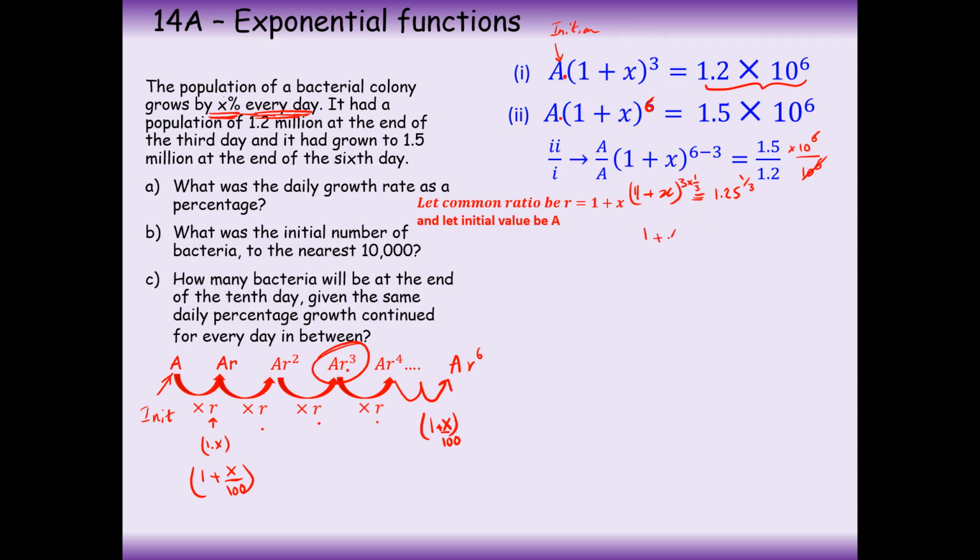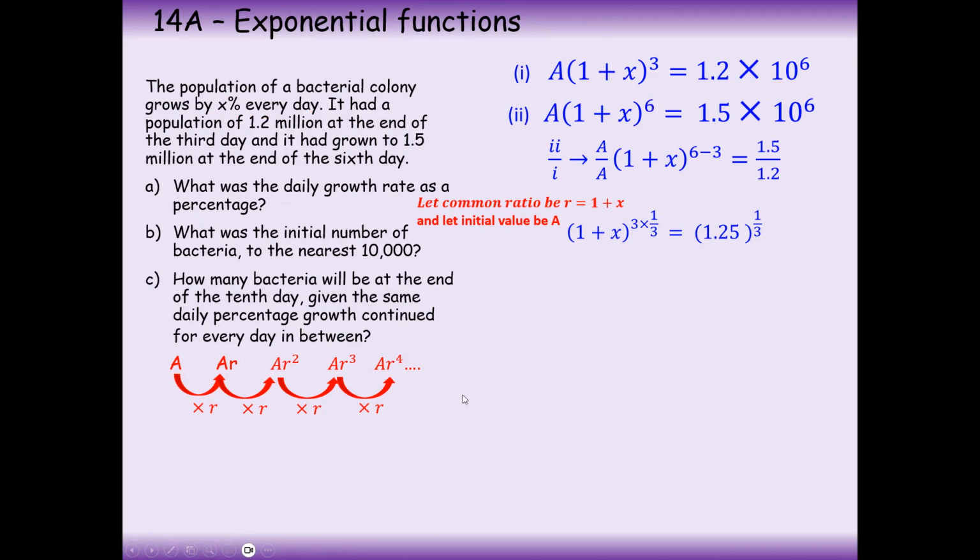Alright, so 1 plus x would be the cube root of 1.25. That's what we do. Let me write this off. So then we end up with this number here. So what's x? Take away 1 from both sides, 0.077. Now this is a decimal number for the percentage, so the percentage will be 7.7 percent per day. Assuming that the percentage didn't change across days, that it was a constant percentage change every day, which maybe is realistic.